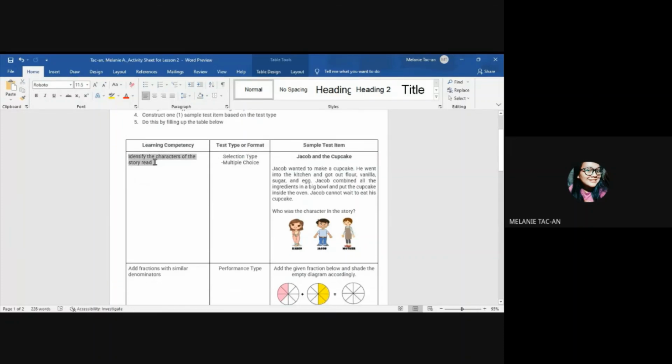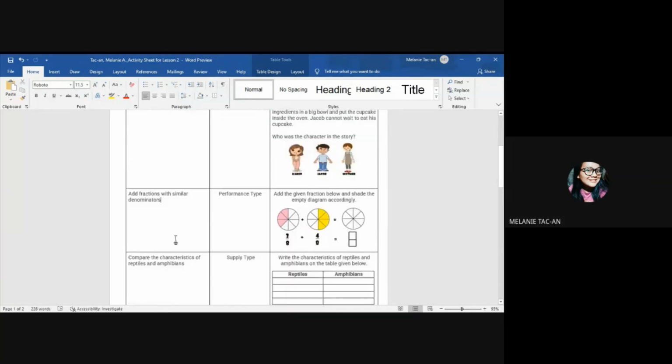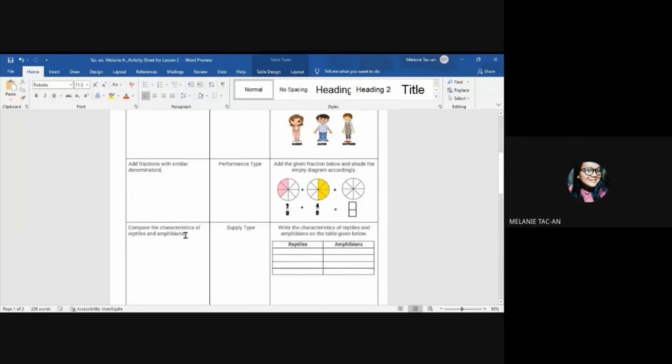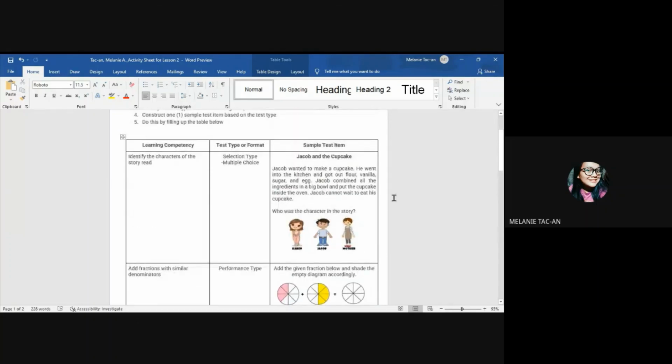First, the first learning competency is identify the characters of the story. Second is add fractions with similar denominators. Third is compare the characteristics of reptiles and amphibians. So all we need to do is make a sample test item. Just one sample test item.